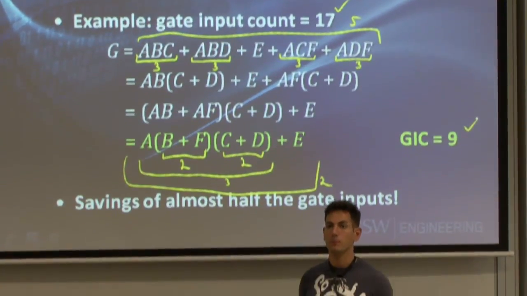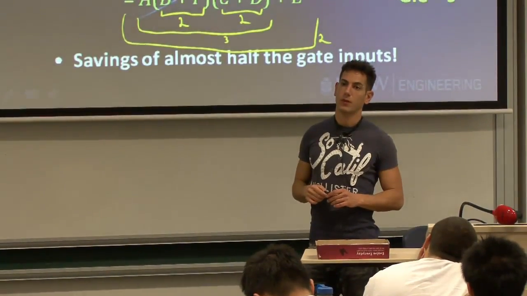For the 17, why don't all the A's just count as one input cost?